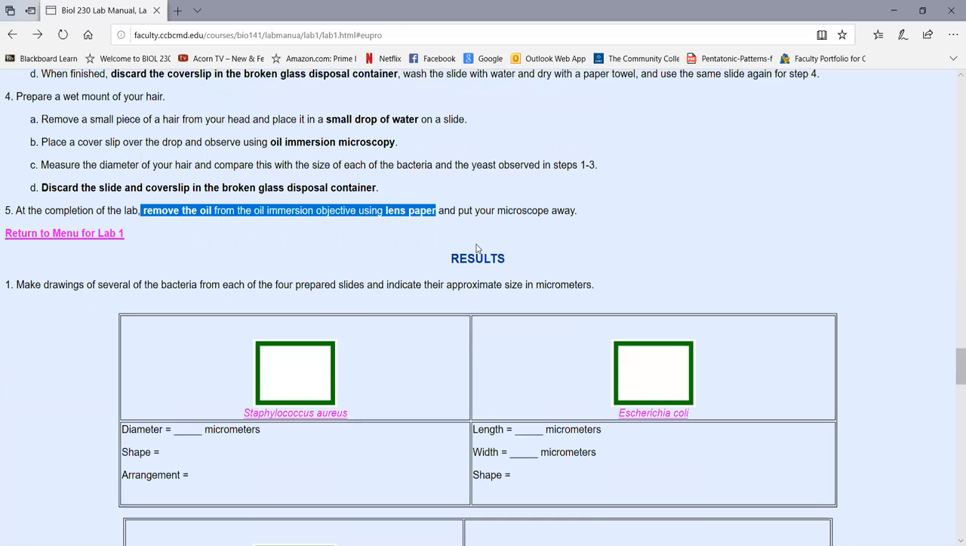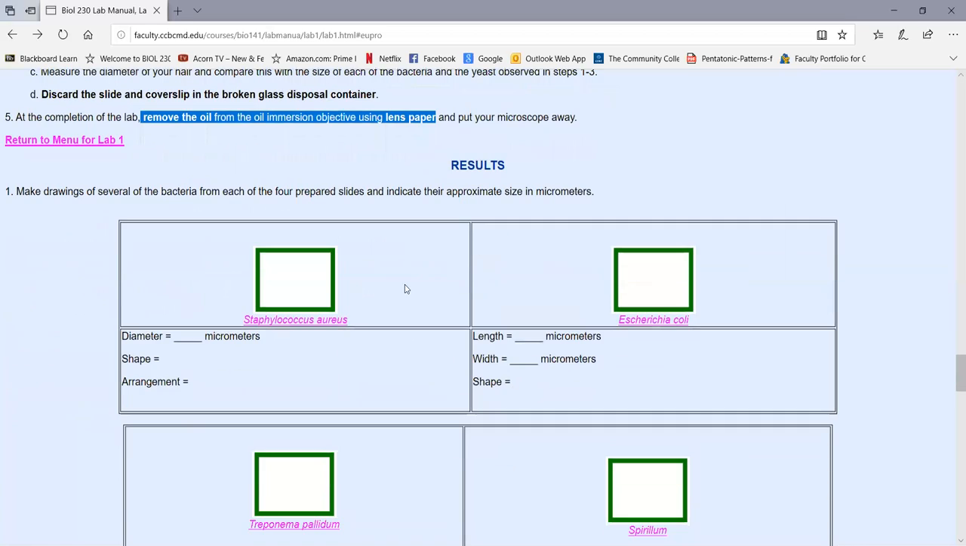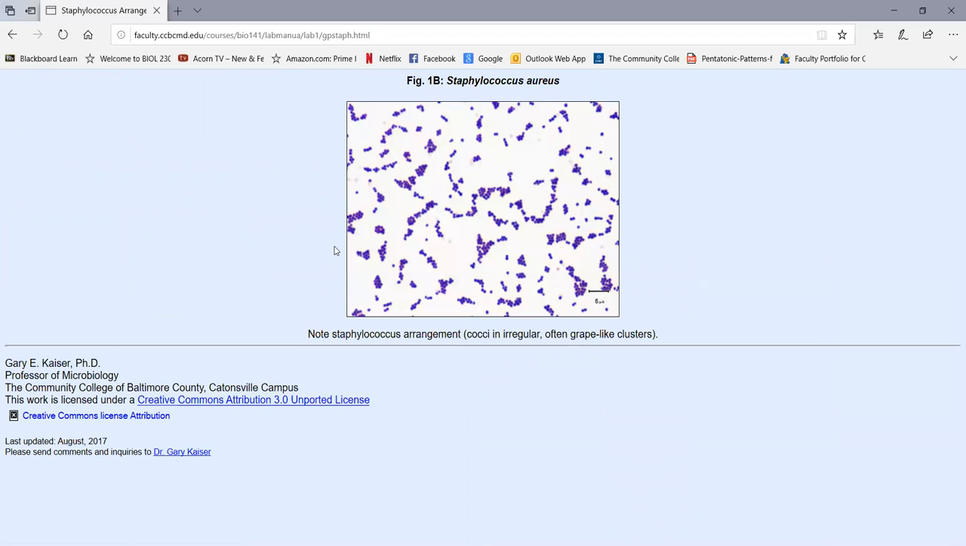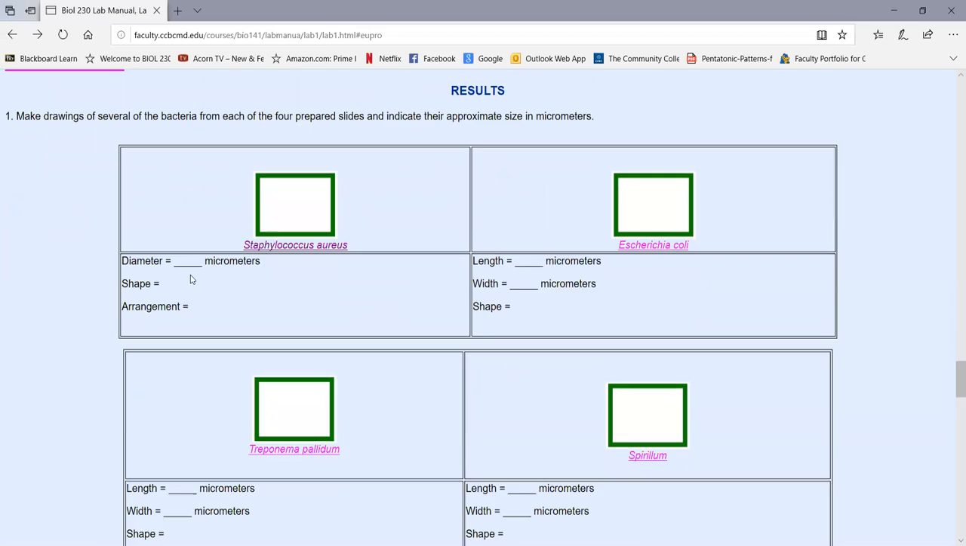Now, as you look at each slide today, record the results on your hard copy of the lab manual. On the online lab manual, it actually shows you a picture of what it should look like to help you review for the practicals. But once you see staph aureus, draw a few of them to scale, as big as they look to you under the microscope. Record the diameter in micrometers, tell me the shape and the arrangement.